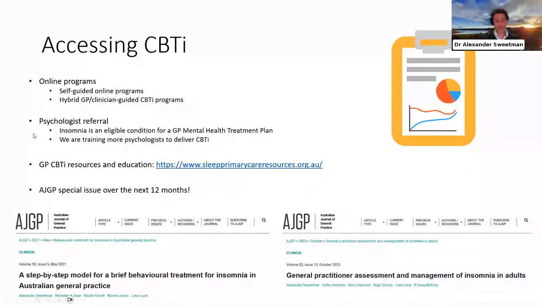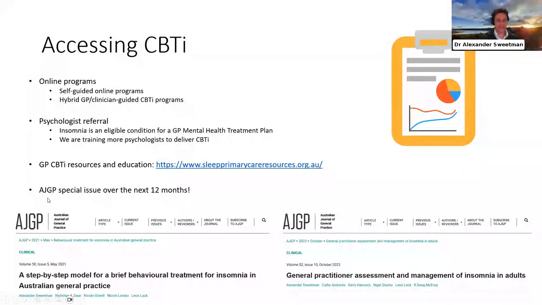We know that insomnia is an eligible condition for a GP mental health treatment plan, so referral to a psychologist specifically for management of insomnia. So the Department of Health confirmed that these MBS items can be used for insomnia. And we're currently training more psychologists in the delivery of CBTI.